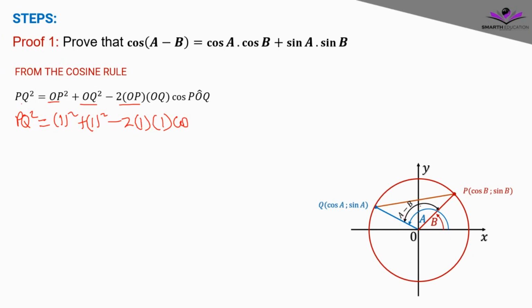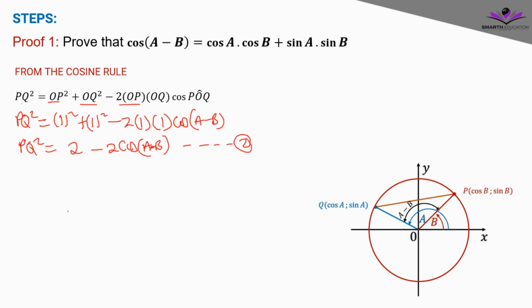This is the angle A minus B. So it's going to be A minus B, like this. See that? Let's simplify this. PQ squared is equal to 2 minus 2 cos A minus B. So this is equation 2.